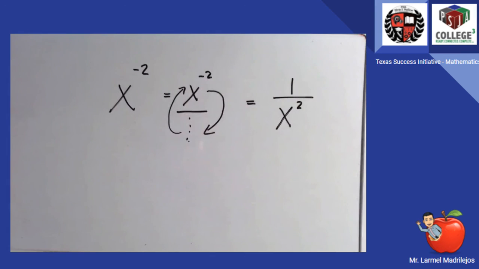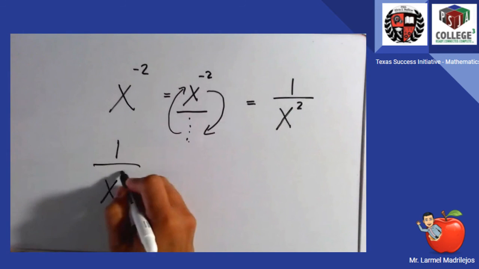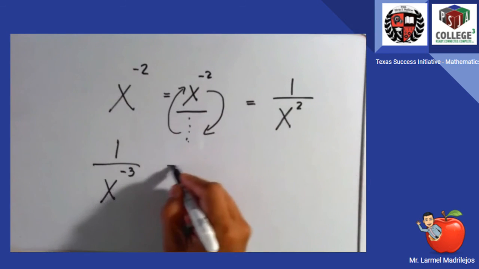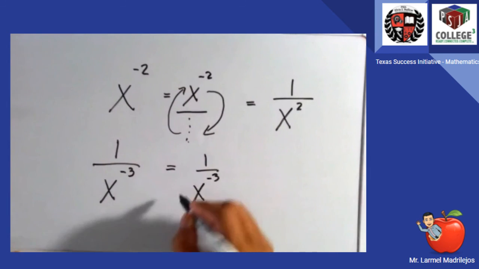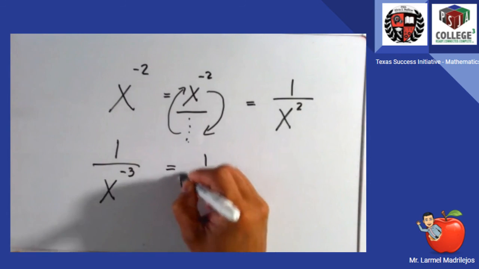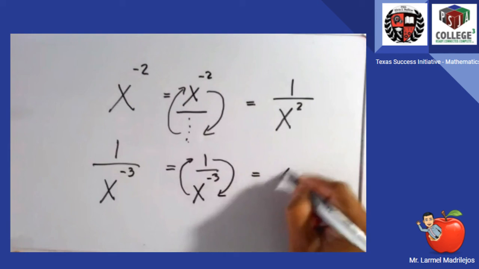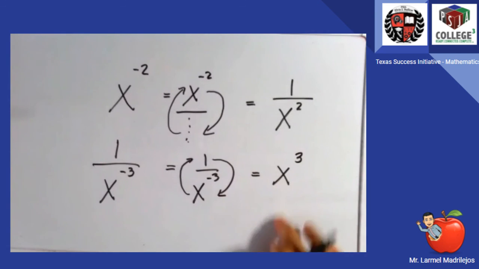Okay, let's put it backwards. Let's put 1 over x raised to negative 3. This is the given, but like I said, we need to rewrite it with a positive exponent. So we're going to flip, take this term to the numerator and the 1 to the denominator. The new answer is going to be x raised to 3. Do I need to put over 1? If you want to, you can, but it's not necessary.